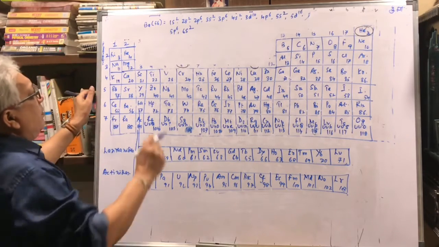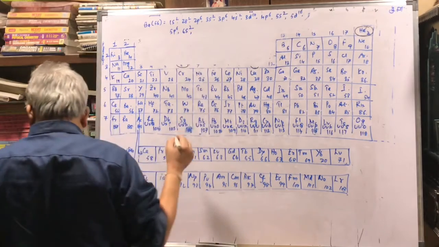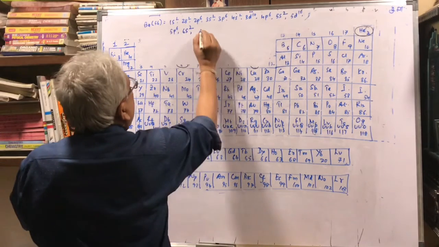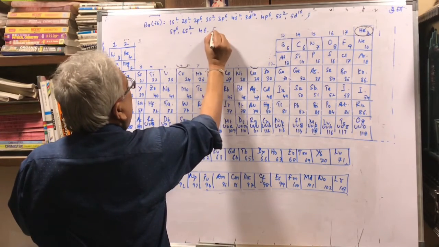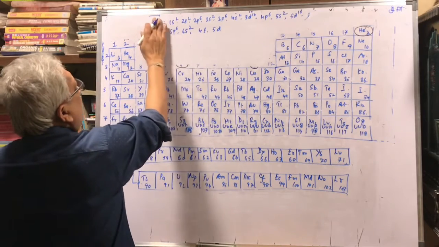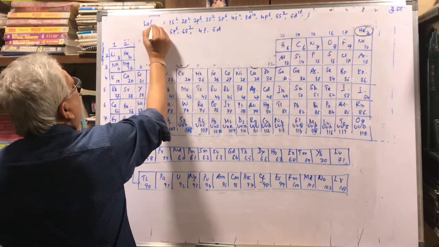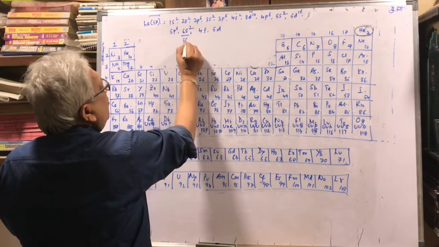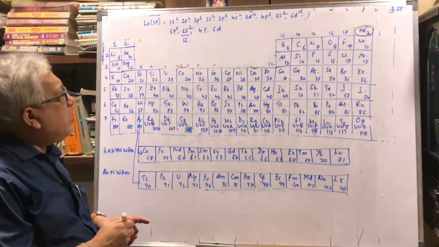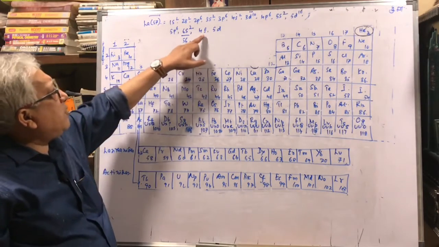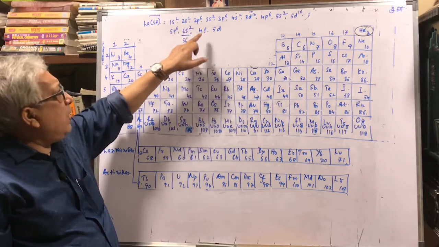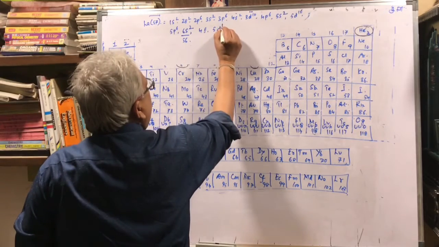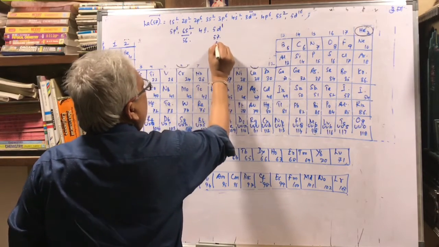Then comes lanthanum. Now after 6s, the orbitals which are vacant are 4f, and then 5d. So now you come to lanthanum, atomic number 57. This is up to electron number 56. Logically speaking, electron number 57 should go to 4f, but somehow lanthanum breaks that rule and fills the electron not in 4f but in 5d. So here is electron number 57.